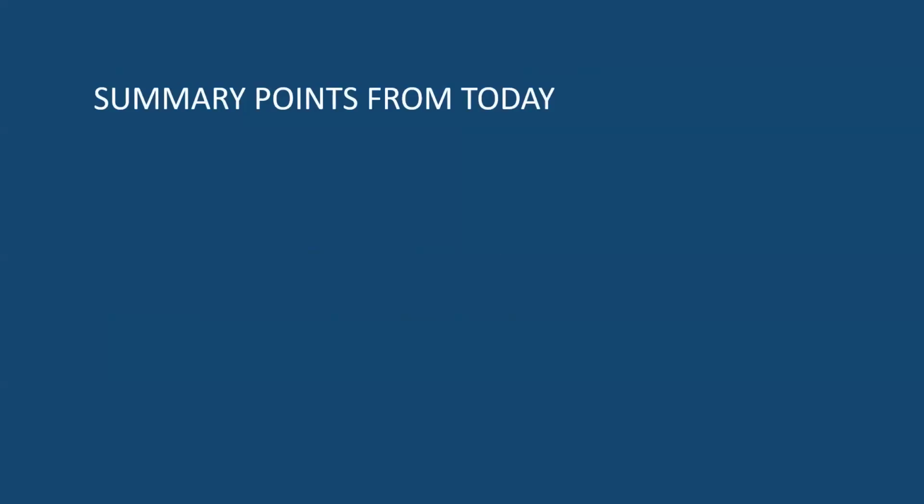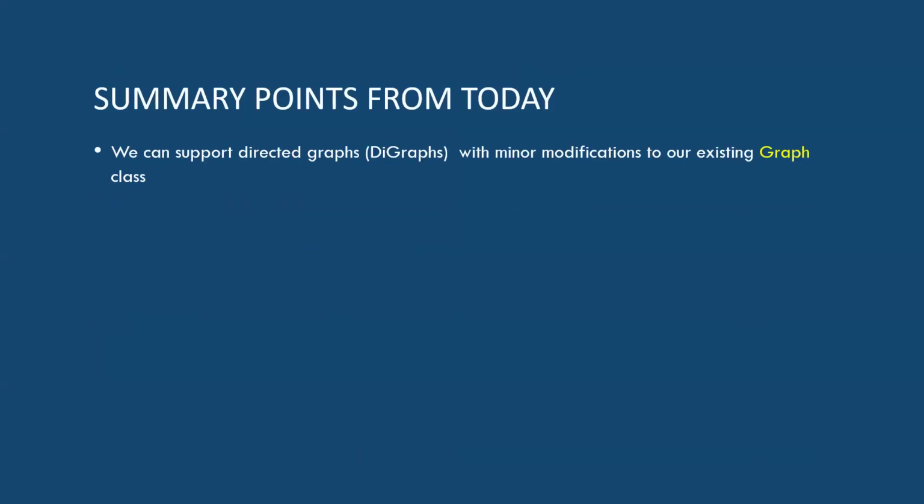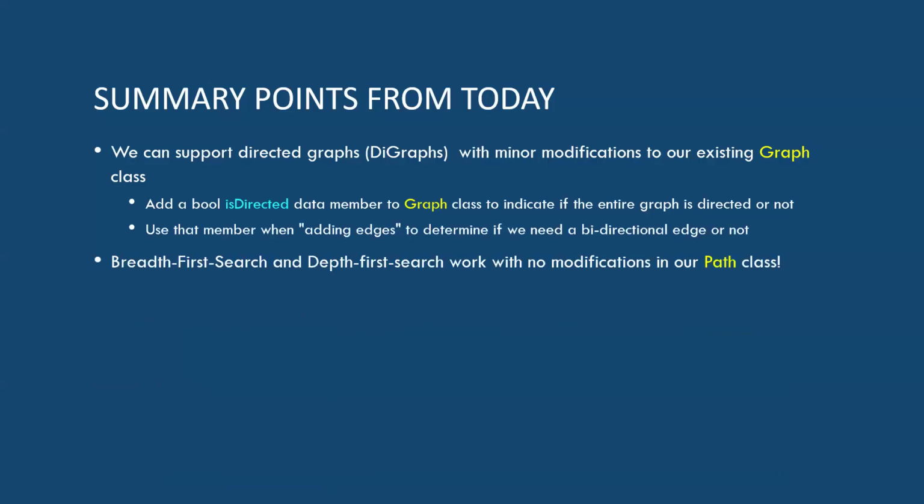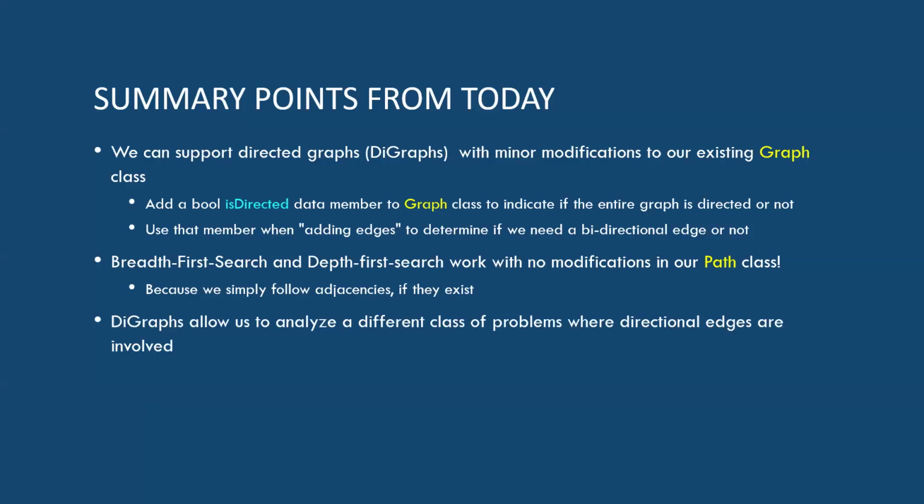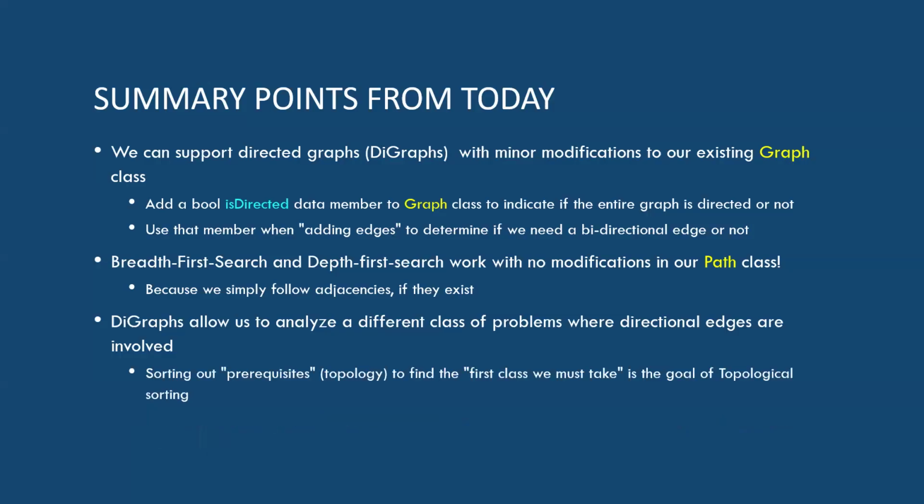So let me see if I can get us out of here a little bit early. So easy change to our graph to support directed graphs, okay? So we can do both now with a minor change to our graph. All of our path stuff still works, just like it did for finding shortest path or any path. So that's pretty straightforward. And there are a new class of problems that we're going to need to learn how to analyze that are a little trickier with digraphs than regular undirected graphs.